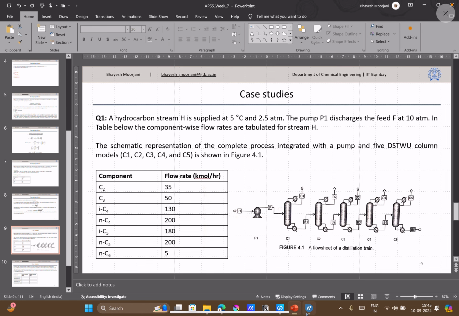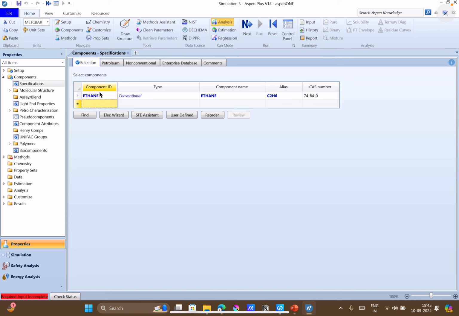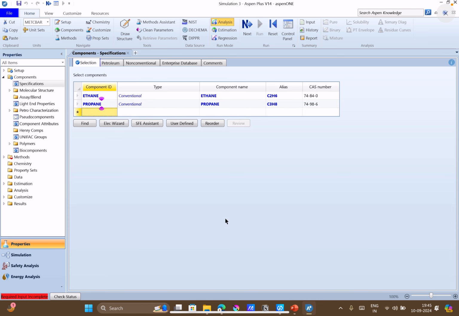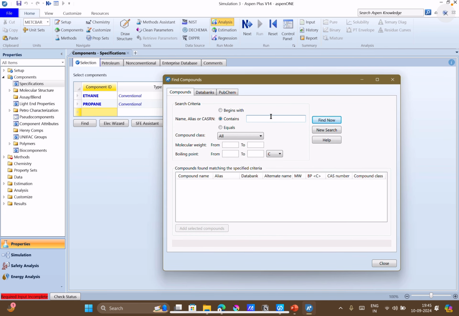So first we have ethane, propane, then we have isobutane and N-butane. So let me do a search and quickly find them. So we have isobutane, so C4H10, right?